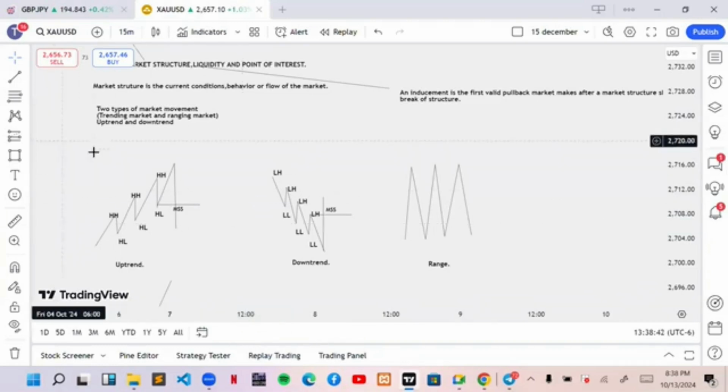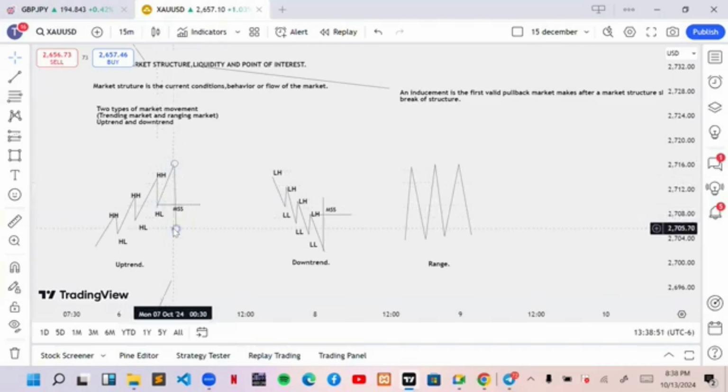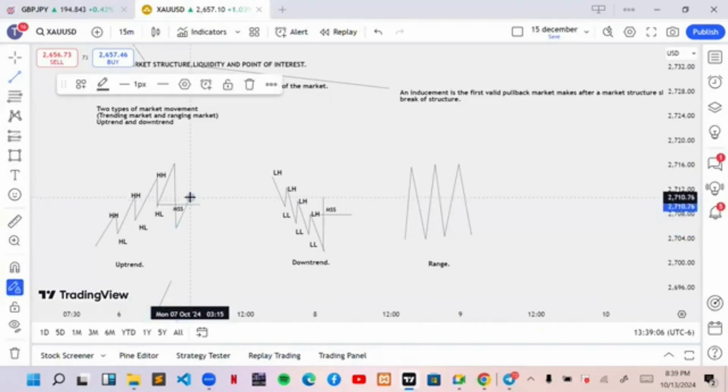So in this case, market was on an uptrend, making a series of higher highs and higher lows, and they now made a lower low. So this is where our market structure shift is. After the market structure shift, market will now make a pullback towards that direction that it shifted structure from. After making the pullback, it will continue the move. So if the structure shift was to the downside, it will make a pullback to the upside, then continue the move to the downside.